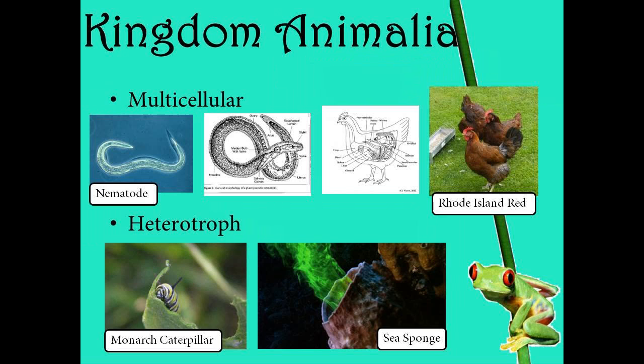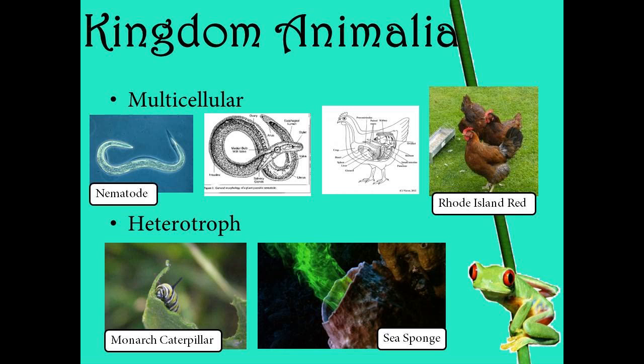And what makes an animal an animal? So what makes an animal different from plants and fungus and protists? Well, animals are always multicellular, which plants are as well, but animals are. So even little things like nematodes, which are very, very tiny worms, and then, of course, chickens, are multicellular. They have organs, they have body systems. All of these cells come together to make one thing.